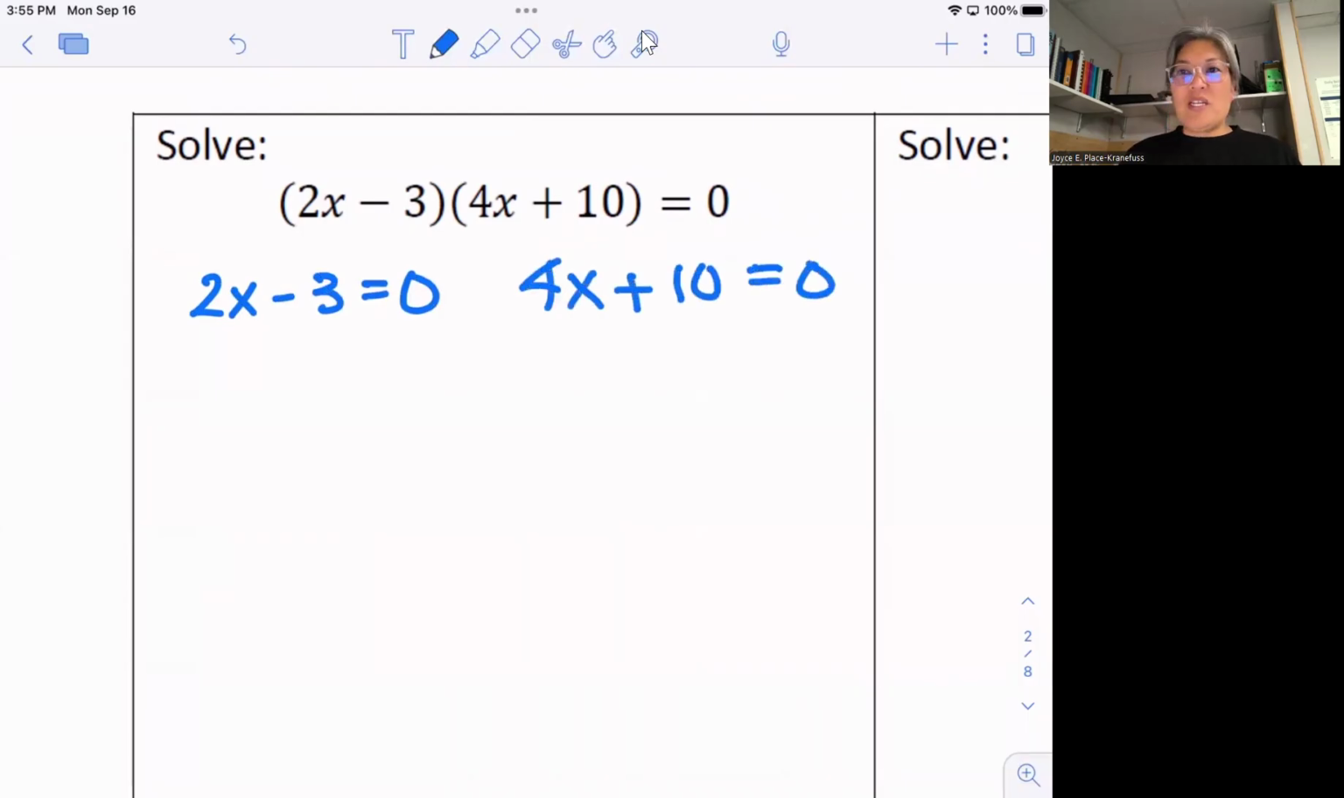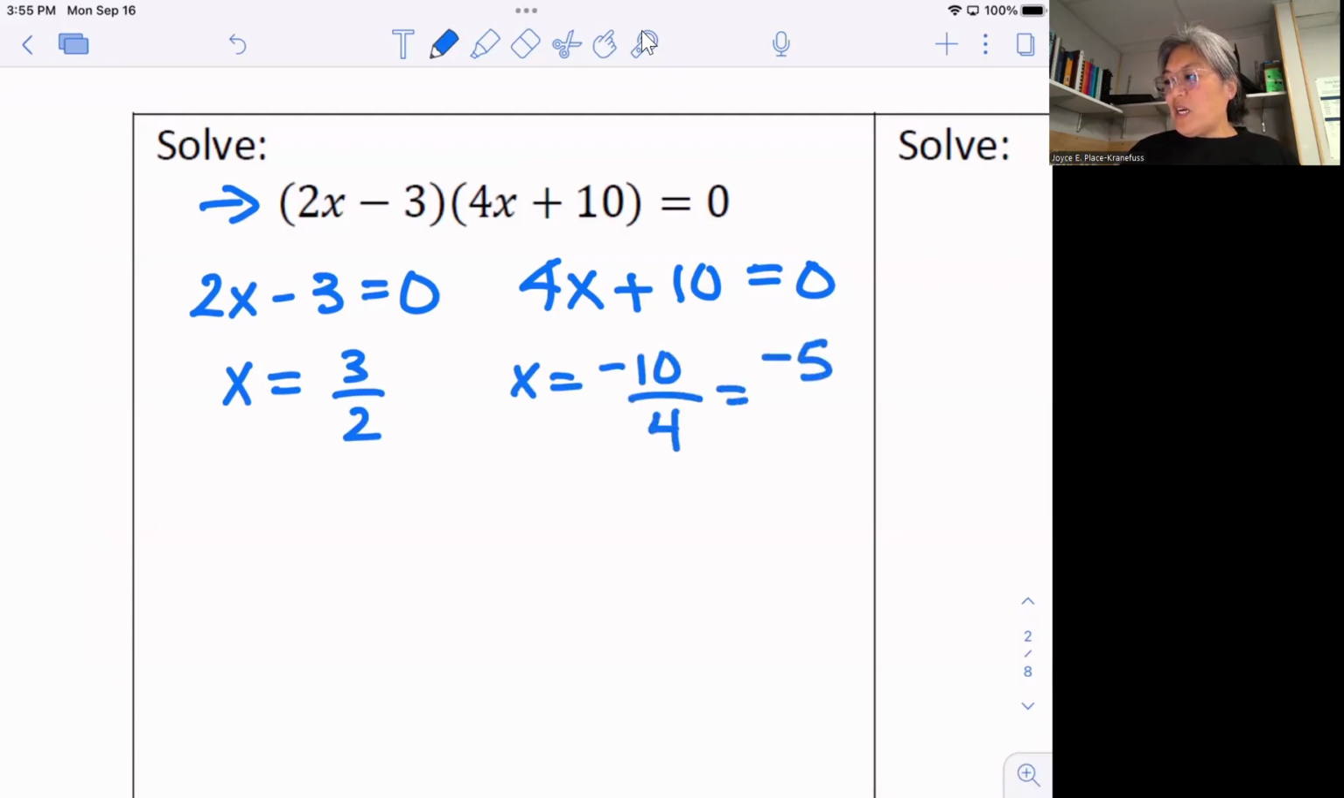If you distributed and then factored, you should have come up with that, which again, not efficient. If you distributed and used the quadratic formula, again, not efficient, not the best way to do these things. Since it's already set up like this, all we're going to go ahead and do is solve for x. x is equal to positive 3/2, and x is equal to negative 10/4, which we should simplify to negative 5/2.